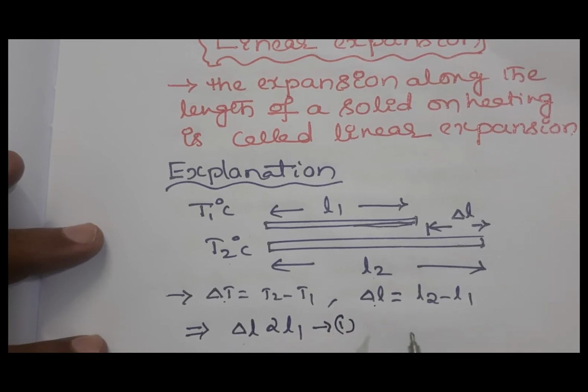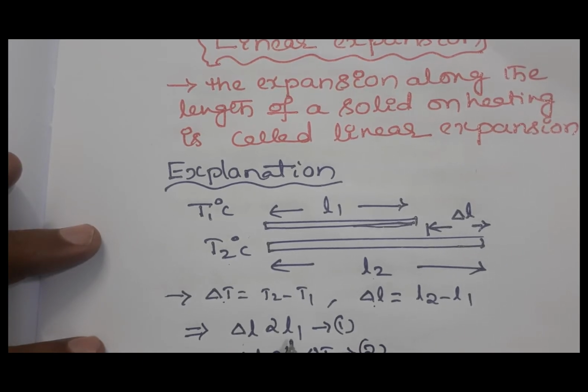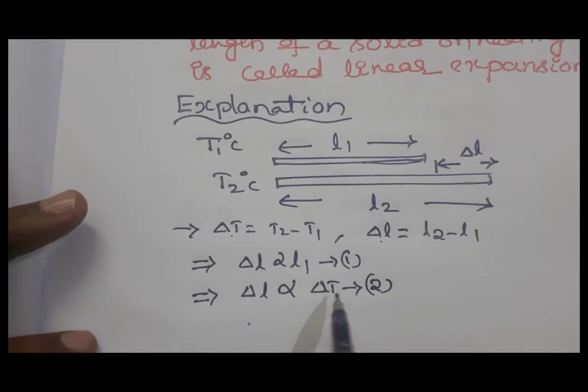It is equation 1. L1 means original length, delta L is the change in the length, that is, after raising the temperature. This delta L also increases with the increase in change in temperature and decreases with a decrease in temperature. So it means that delta L is also directly proportional to delta T. It is equation number 2. So delta L is directly proportional to original length L1. Delta L is directly proportional to change in temperature.